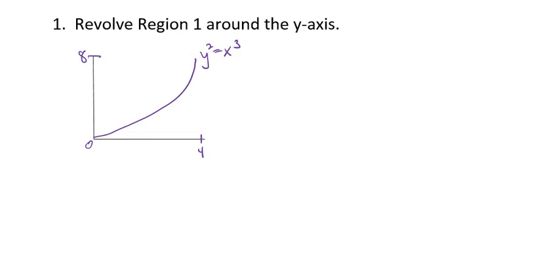Okay, so our first example, we're going to be revolving region 1, our lower region, around the y-axis. And so the y-axis is over here. I'm revolving this way. The difference today, when I draw my rectangle, I'm going to draw it parallel to what I'm going around. Y-axis is vertical. My rectangle is going to be vertical.